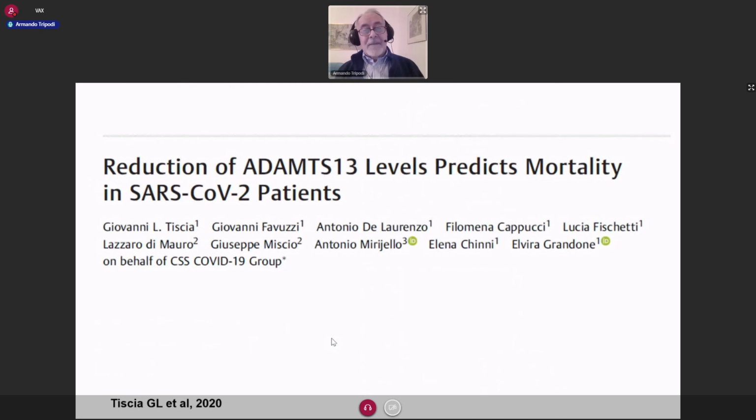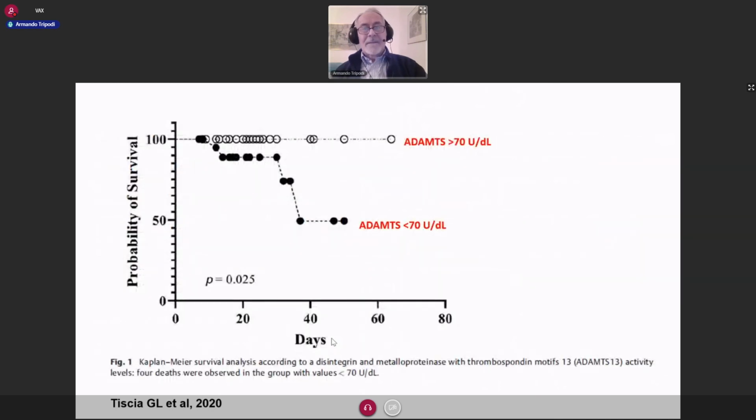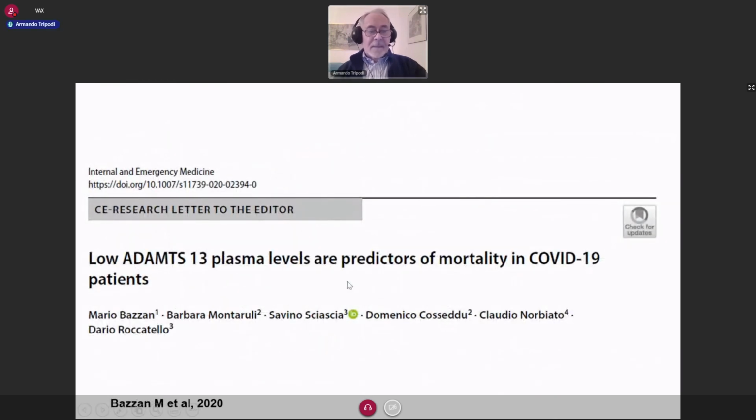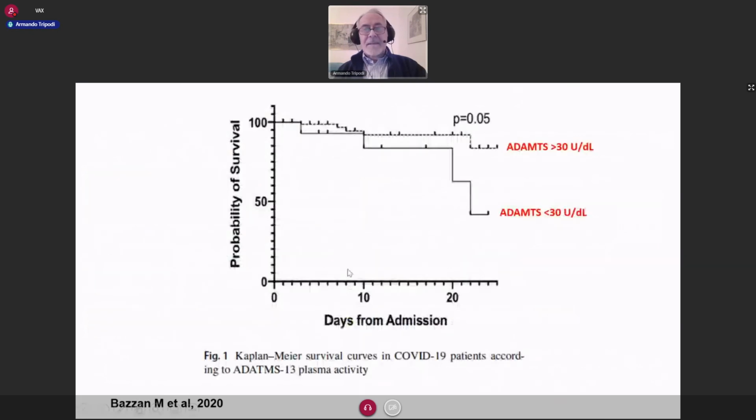There were some other papers published over time in the literature in which the authors looked at whether ADAMTS-13 could be useful just to predict mortality in patients with COVID-19. This is one of these papers, and you see from the Kaplan-Meier curve here that the authors concluded that those patients who had ADAMTS-13 levels less than 70 units per deciliter had a poor survival, as you can see here. Another paper was published soon later in this respect, and you see again that the authors concluded that those patients who had ADAMTS-13 less than 30 units per deciliter had a poor survival, as you can see here.